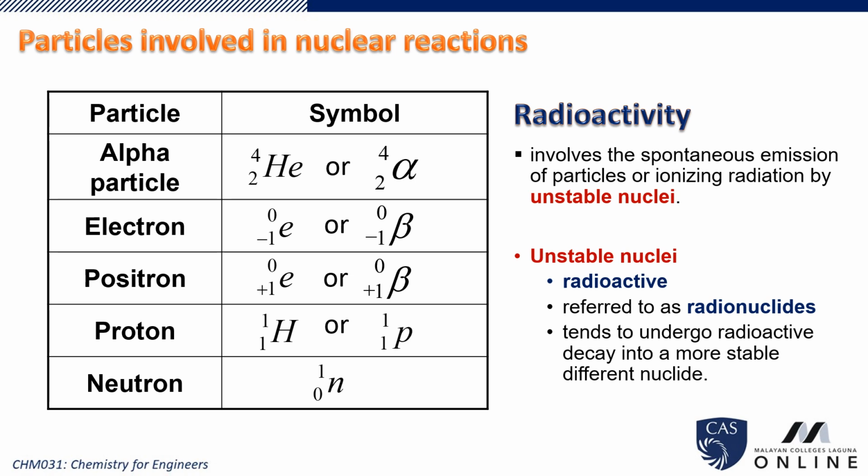Radioactivity in this case is the spontaneous emission of particles or radiation from an unstable nucleus. Unstable nuclei, also called radionuclides, undergo decay to become more stable nuclei. This process always involves a nuclear reaction, not a chemical one.